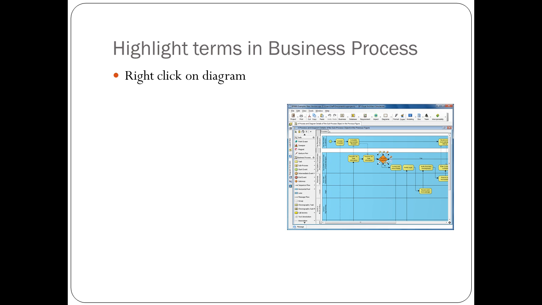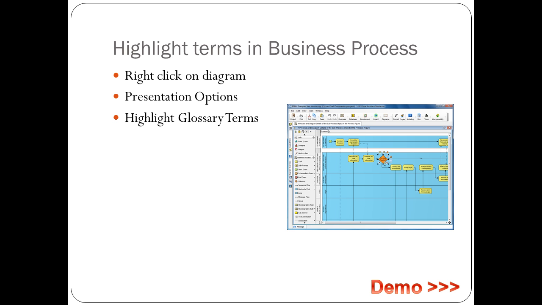After you define the glossary terms, the next step is to highlight them in your business process diagram. To highlight the terms is very simple. First, right click on the diagram, then select presentation options. Finally, put a tick in front of the item highlight glossary terms by selecting it. Let me show you how it works.